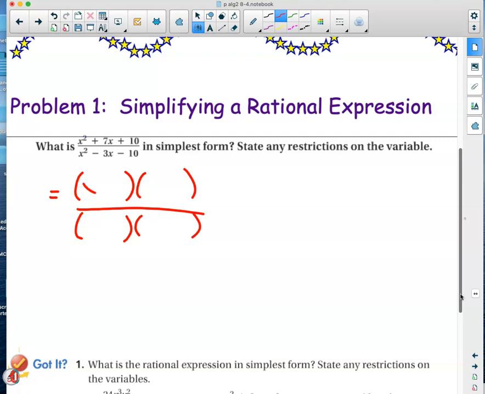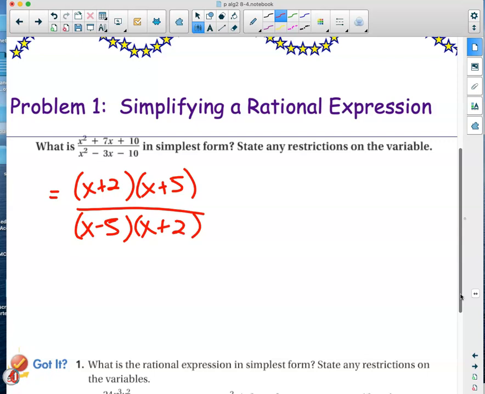So we are right back to good old-fashioned factoring, where we know x times x will give us x squared. And then we just have to do a little figuring. We need to figure out two numbers that multiply to 10 and add to 7. What are those? And for our denominator, we need two numbers that multiply to negative 10 and add to negative 3. What are those? Negative 5 and positive 2.